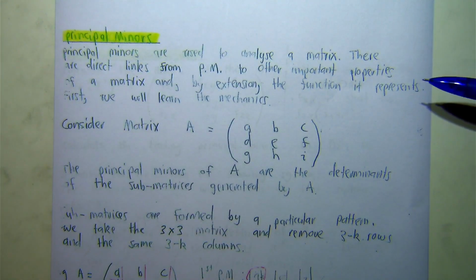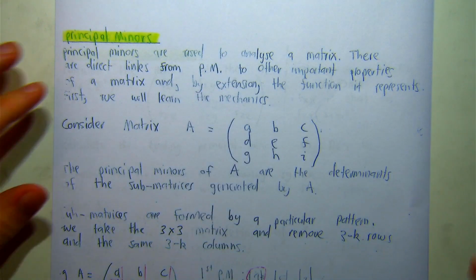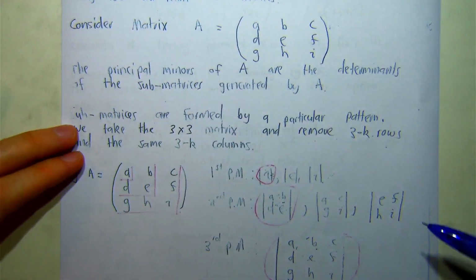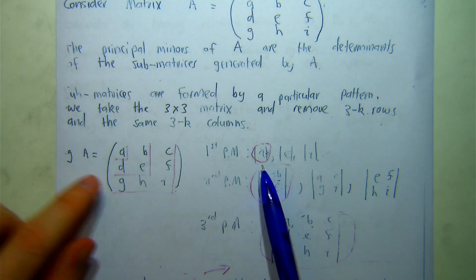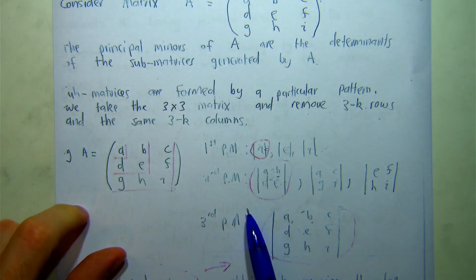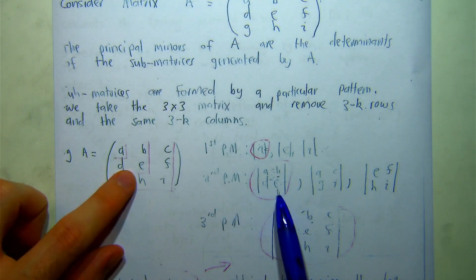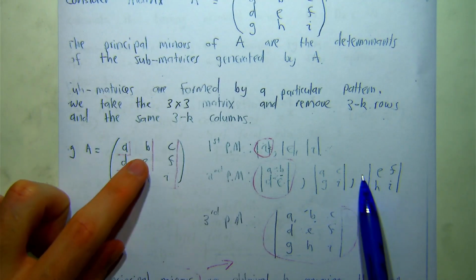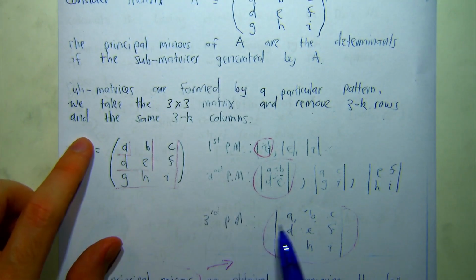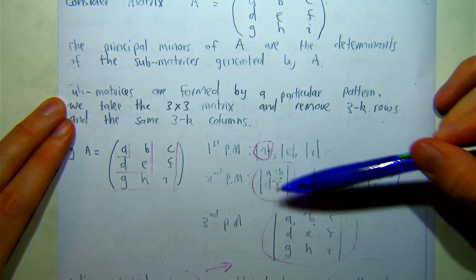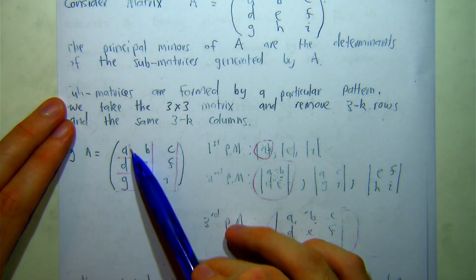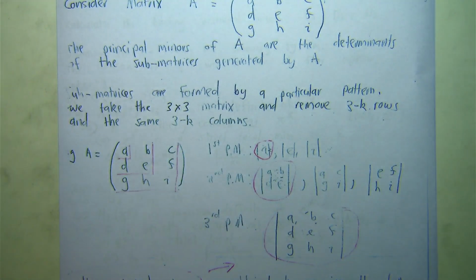Principal minors are used to analyze a matrix. If your matrix is defined in this way, then the principal minors are just defined as this. That's it. So the first principal minors are the determinant A, E, and I. The second principal minors are the determinants A, B, D, E, A, C, G, I, and E, F, H, I. And the third principal minor is the determinant of the whole thing. And then the leading principal minors are these first three here, which is the determinant of that, the determinant of that, and the determinant of that. Those are your leading principal minors. And that's just the mechanical definition of what they are.